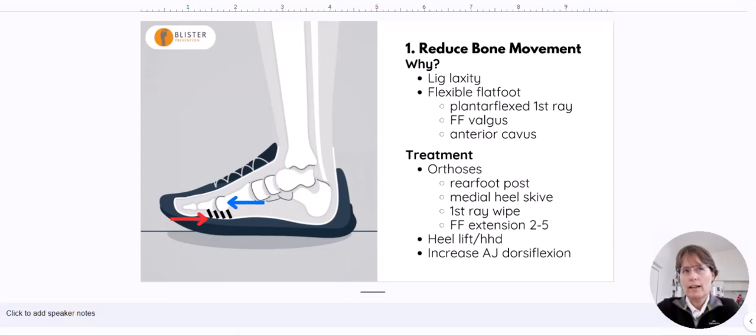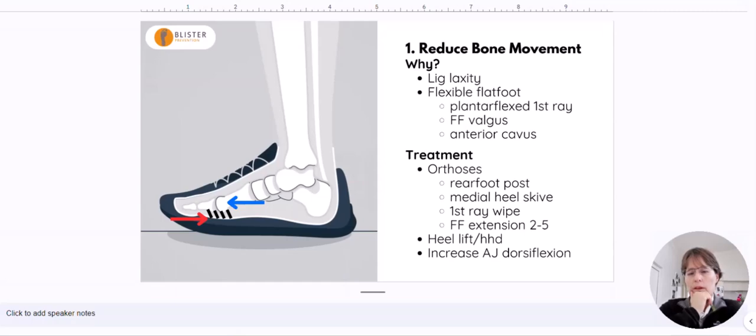So people that have a high arch on non-weight bearing, but a flatter arch on weight bearing. So compliant plantar flex first ray, compliant forefoot valgus, and a compliant anterior cavus or forefoot equinus. All of these issues, you can imagine that the arch is high, the forefoot receives load, and the metatarsal heads roll forward over the stationary skin.